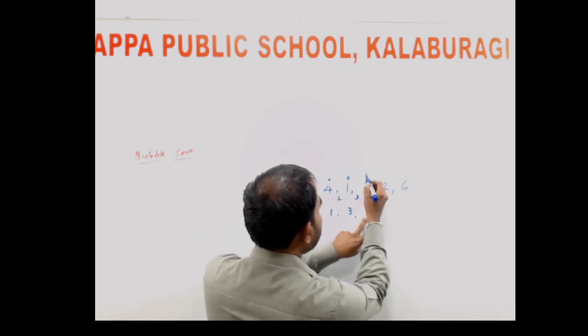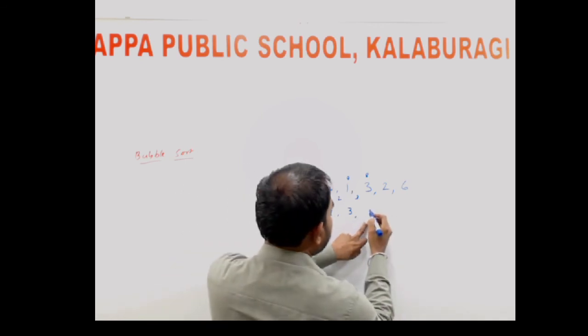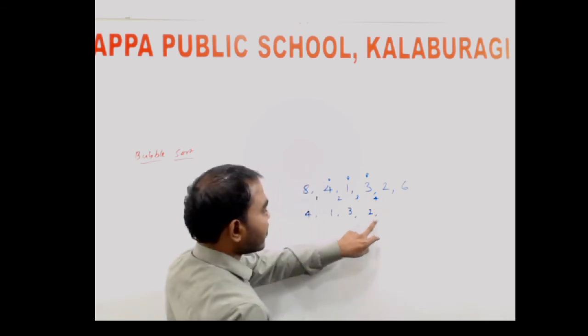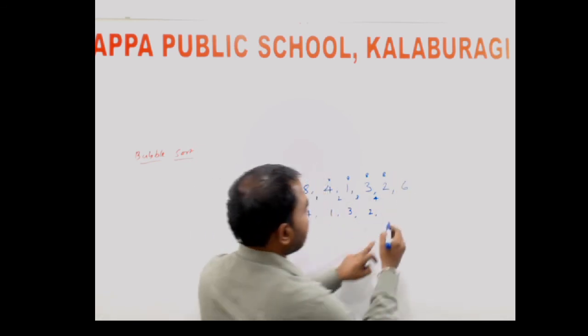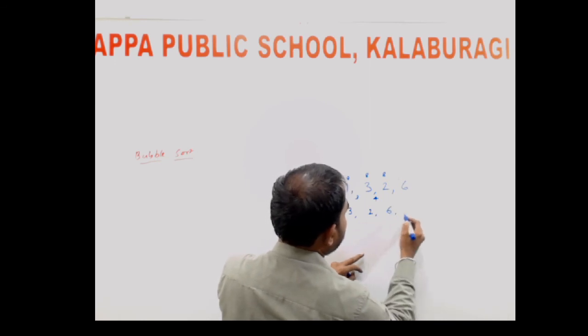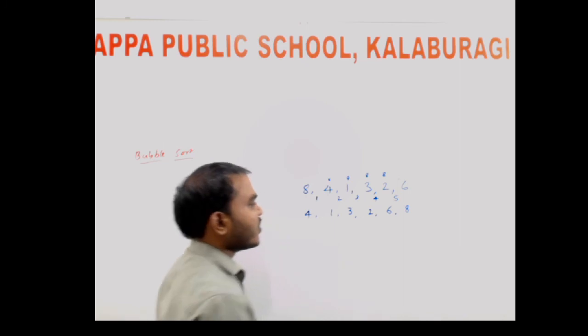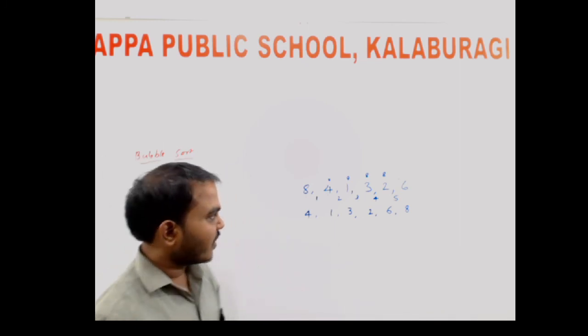Now 8 comes here. Next again the 8 is compared with the 2. The 2 is the lesser value, so we have swapped 4 times. Again 8 came here, so 8 is compared with the 6. So 6 will be here, and this is going to be 8. So it has been swapped 5 times in the first iteration, right?